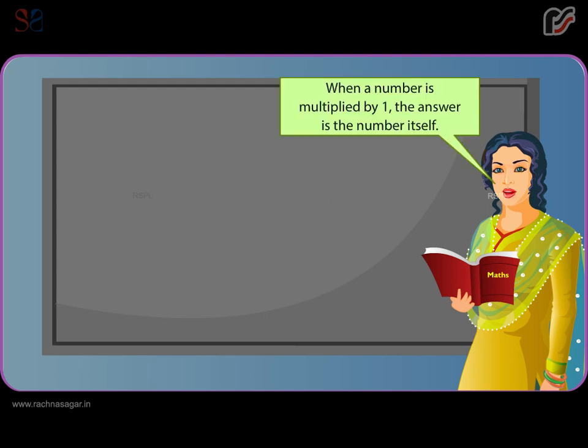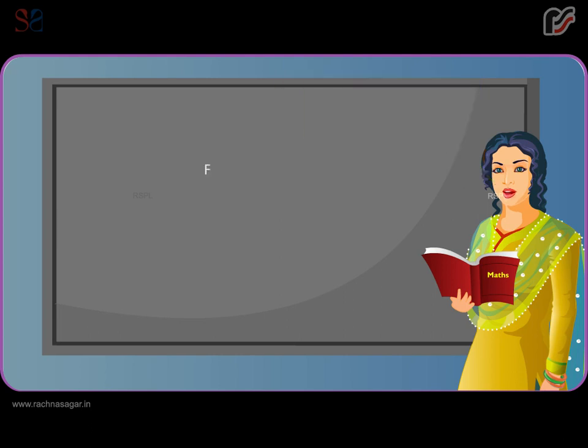When a number is multiplied by 1, the answer is the number itself. For example, 9 into 1 is equal to 9. 5 into 1 is equal to 5. 8 into 1 is equal to 8.